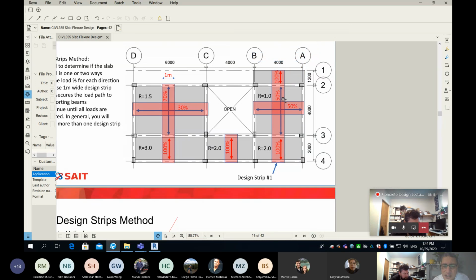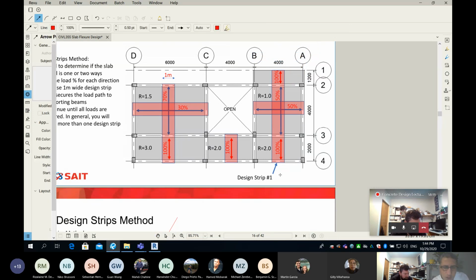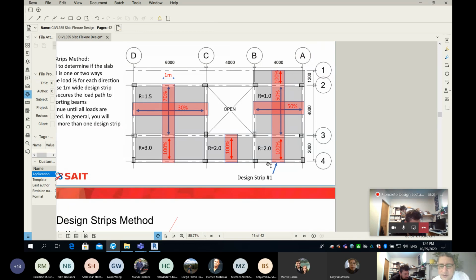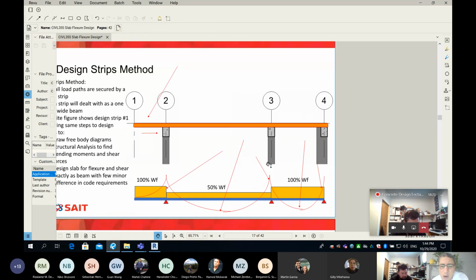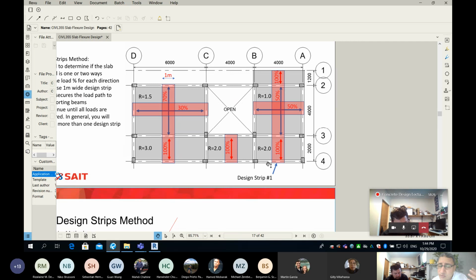So guys, you can see here is my first design strip. This is design strip number 1, which I gave you details on how we analyze. But finishing design strip number 1 was not covered, and I'll tell you the reason. Anytime you see an arrow with a load path that is not covered by a design strip, you're not done yet. I'll say it one more time. Anytime you see an arrow that shows the load path and it's not covered by a design strip, you haven't secured this load path.